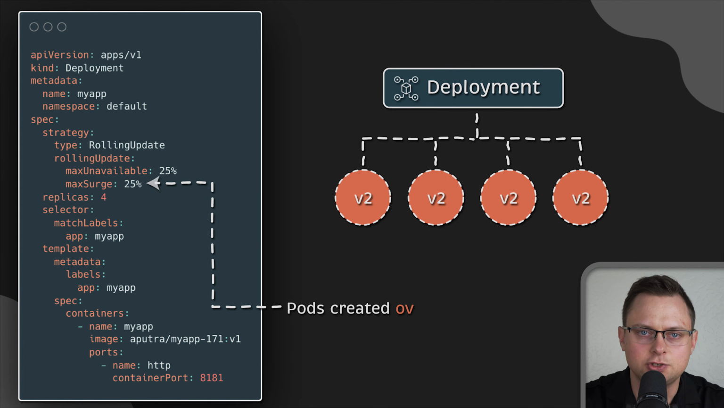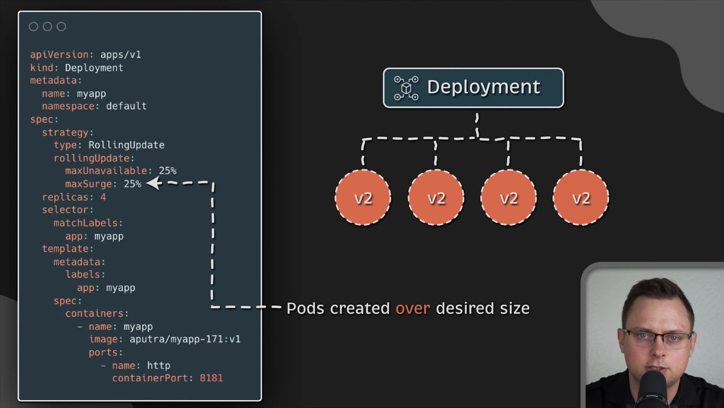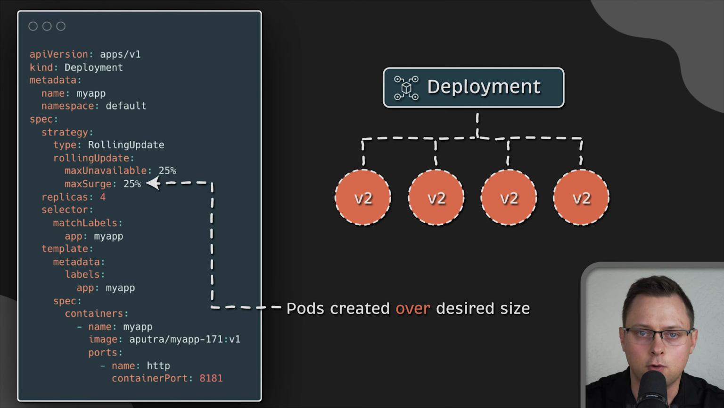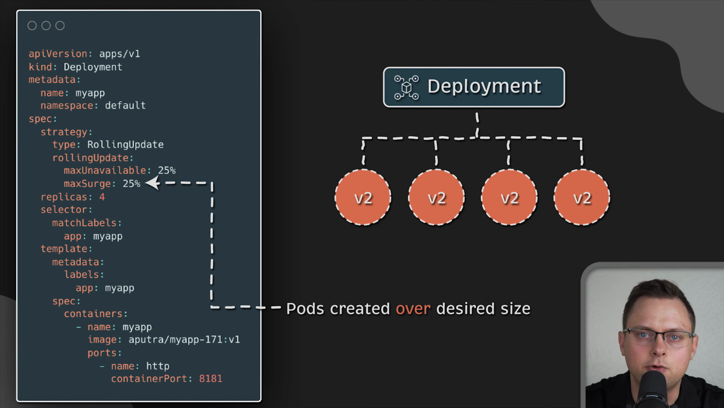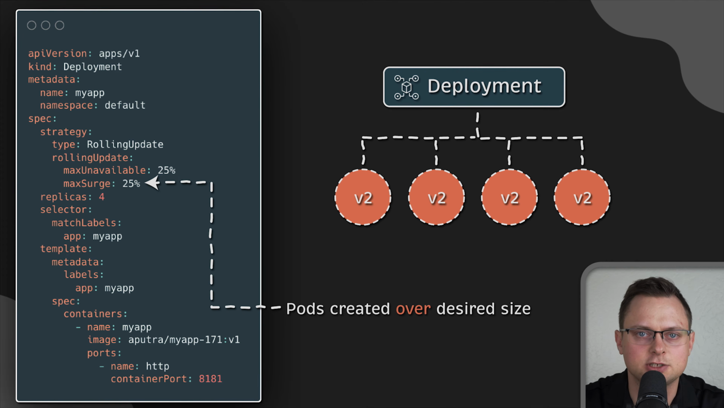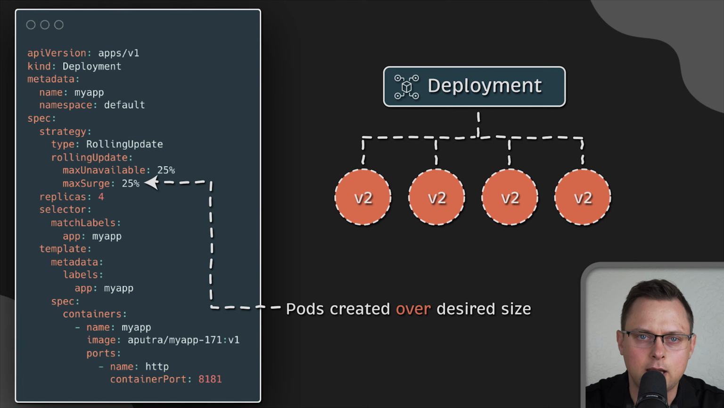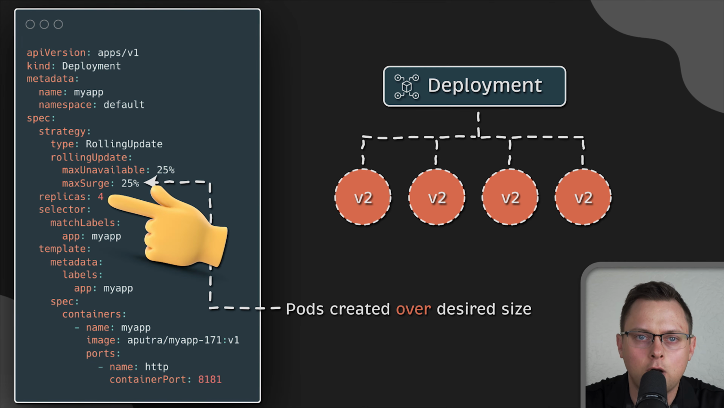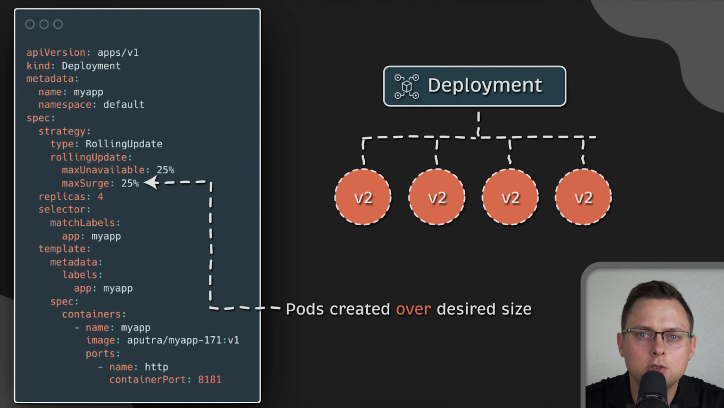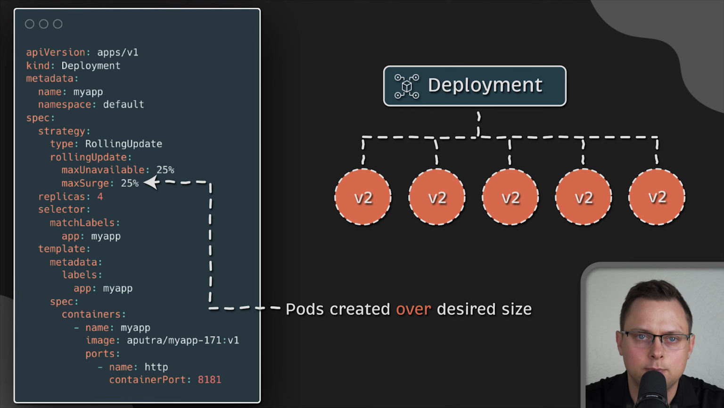Next is max surge, which is also set to 25% by default. This parameter specifies how many additional pods can be created over the desired size of the deployment. So the total number of pods at any given time cannot exceed 125%. Therefore, if you have 4 pods, only 1 can be created over the desired size. If you have 10 pods, 2 to 3 additional pods can be created.